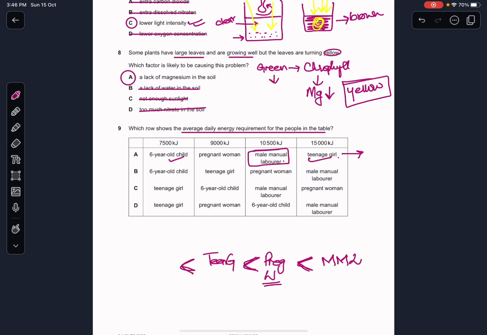And then lastly, we have the 6-year-old child, right? So according to this, the maximum energy would be consumed by the male manual laborer. Then we have the pregnant woman, then the teenage girl, then the 6-year-old child. So according to this, the answer would be B.